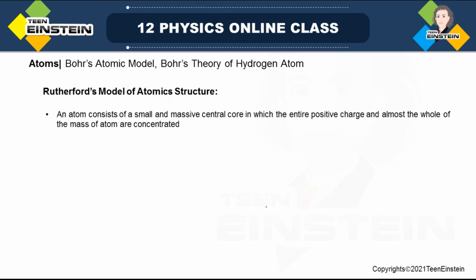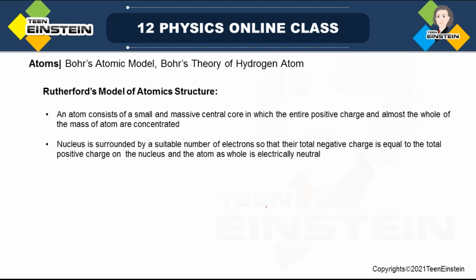So see, in Rutherford's model, the atom consists of a small and massive center in which the entire positive charge and almost the whole mass of the atom are concentrated. So this is the first postulate in the Rutherford model. This is called the nucleus. This postulate gives the idea of a nucleus.